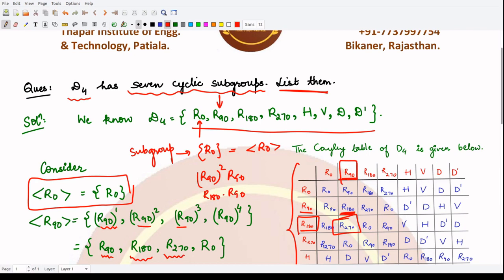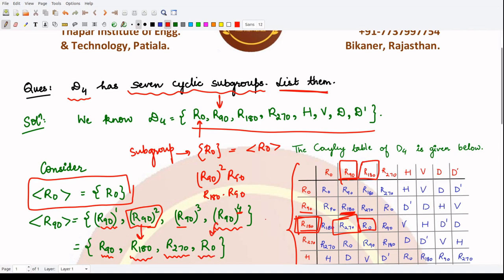So you have R270. And when you raise it to power 4, power 4 could be broken down into power 2 into power 2, right? Power 2 is R180. So it is R180 into R180. R180 is here, R180 is here. So the answer is R0. So the fourth element is R0.